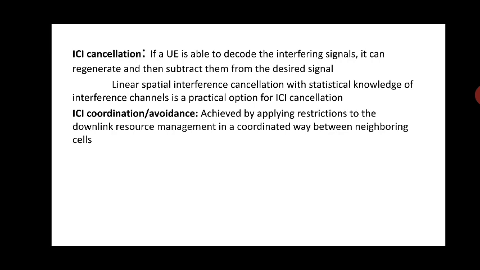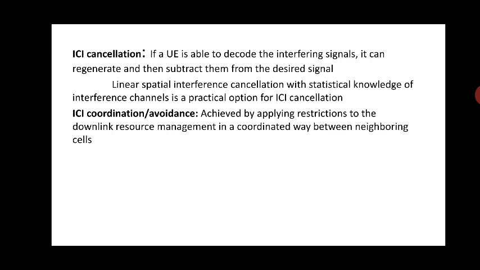Now if the user is getting a signal from cell 1, it will be restricted to more resources. It is not allowed to get any resources from cells 2 and 3 and the corresponding one more cell, that is 1. So in this way also we can avoid ICI.